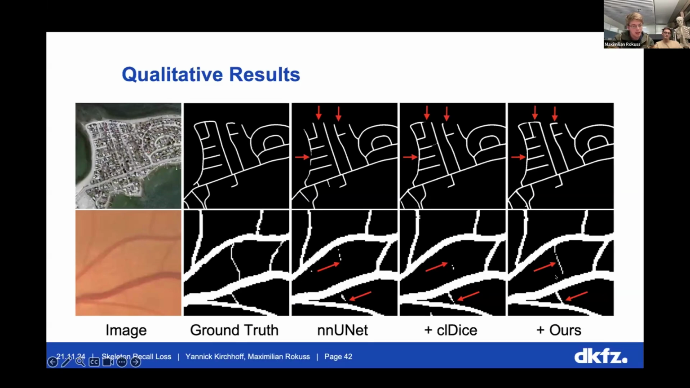And basically we had examples for all of our data sets where Skeleton Recall was really able to improve these previous errors from other methods and improve the segmentations that close gaps from other methods.